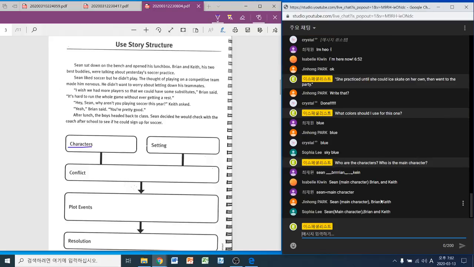Alright, we've got some good answers here from Isabel, Denong, and Sophia. Sean, main character, Brian, and Keith. Okay, Sean equals main character, that's true. Denong says Sean, main character, Brian, and Keith. Sophia says Sean, Brian, and Keith. Right, Sean, main character, Brian, Keith.